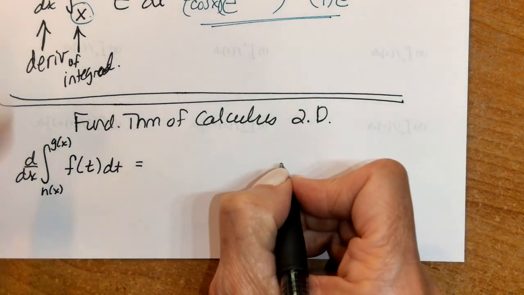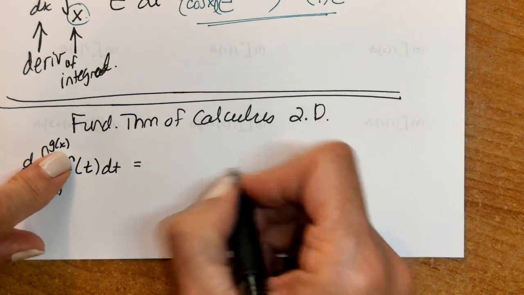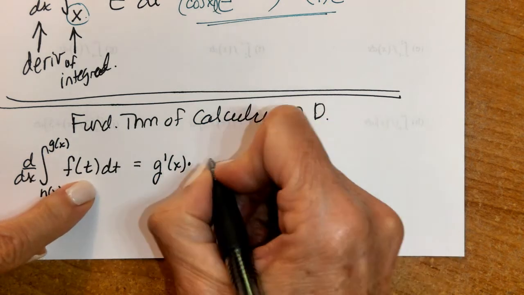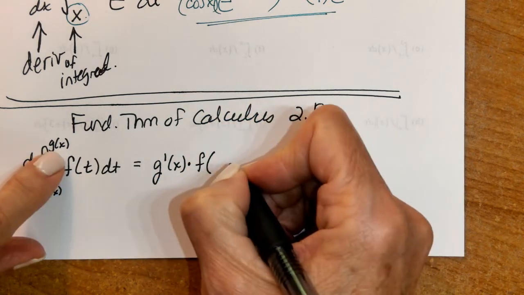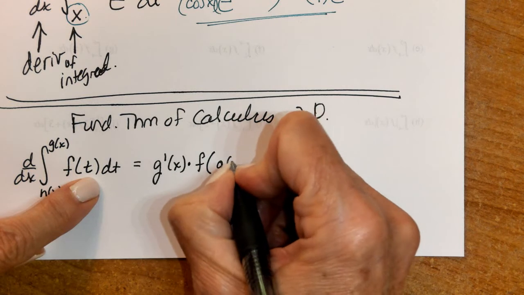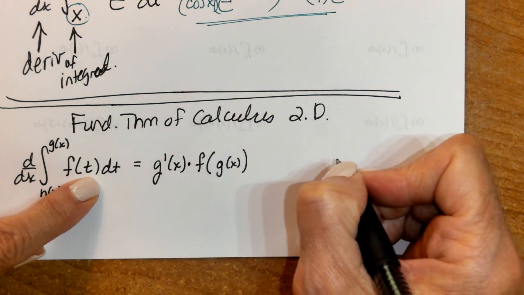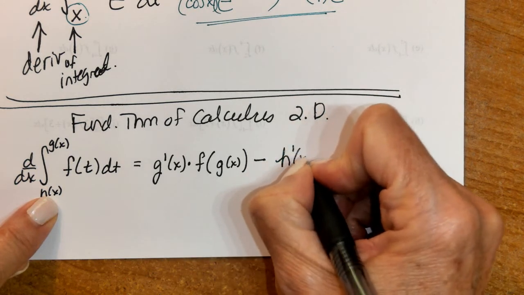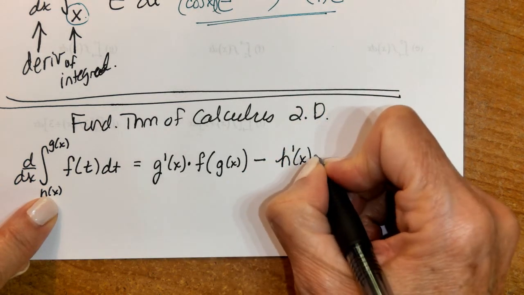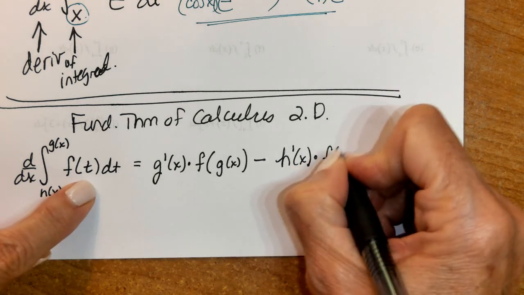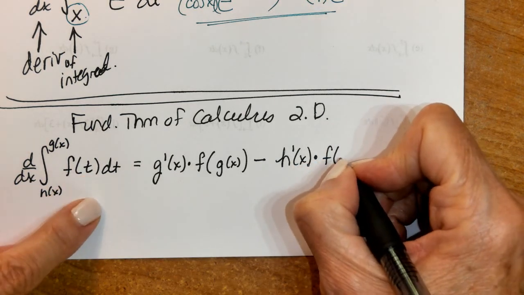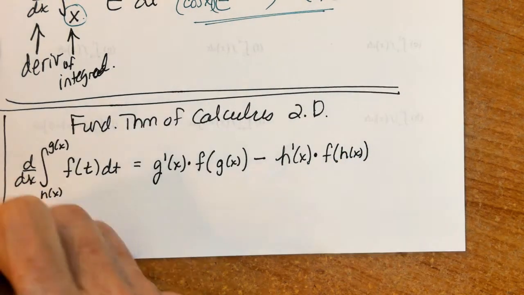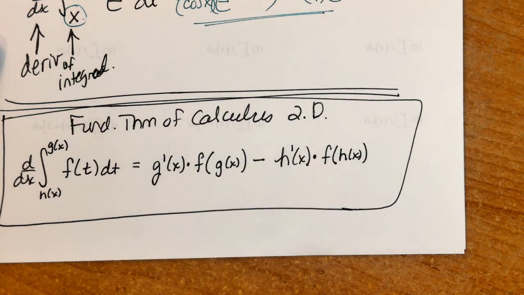Okay? Start with your top boundary, take the derivative. And then put your top boundary in for t. Minus, now go to your bottom boundary and do the same thing. h prime of x, take the derivative, times, now replace your function t with that h of x. This is the fundamental theorem of calculus 2.0.